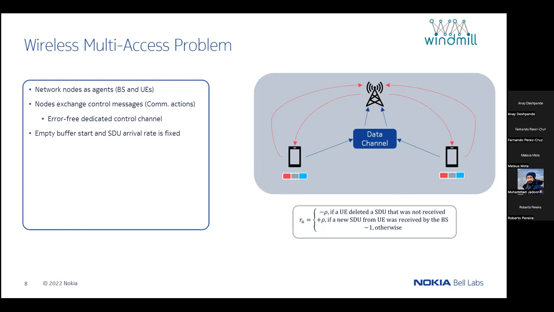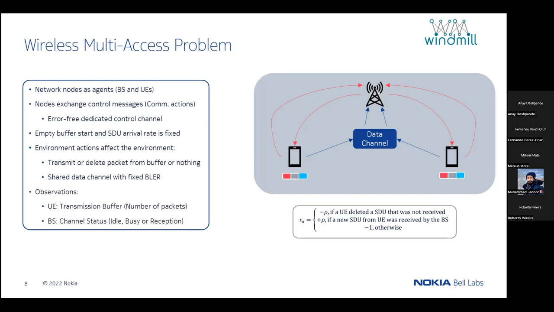And the task here is that they have a buffer that starts empty, and you have a probability of arrival for the users. So it's a link transmission task. The environment actions are the ones that directly affect the environment. In this case, they are taken by the UEs. This is a link transmission task, and it's to transmit, to delete a packet from the buffer, or to do nothing. Very simple. And they do this on a single resource shared channel with a set of erasure probability.